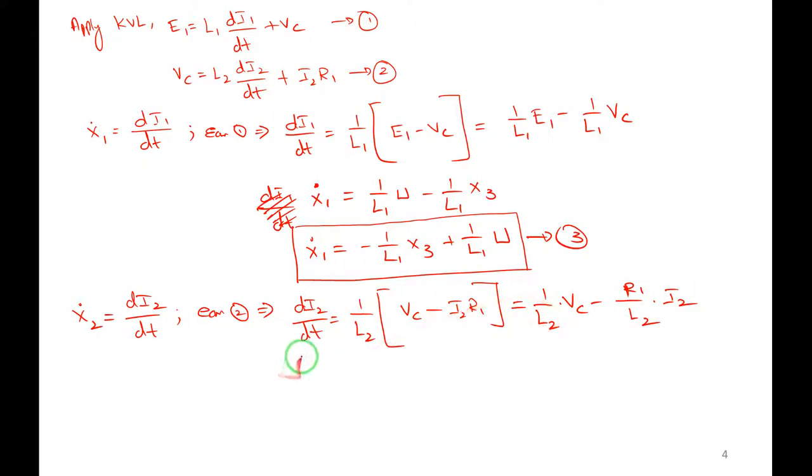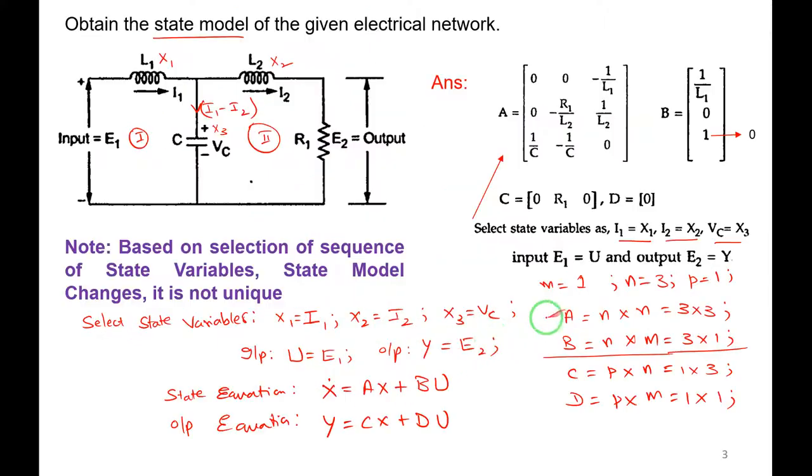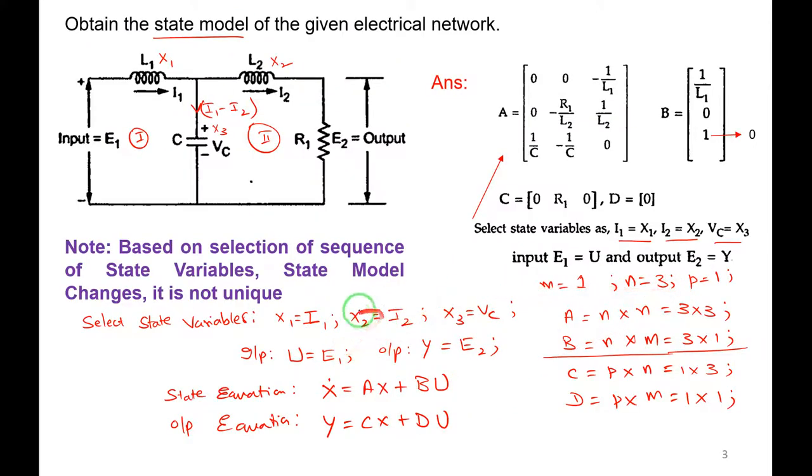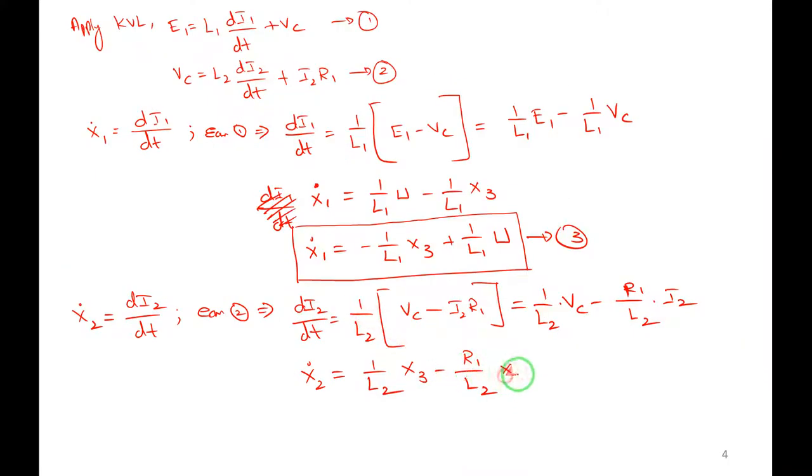Okay. Then next we will replace it. What is di2 by dt? It is nothing but x2 dot. Then 1 by L2. What is this Vc? Vc is nothing but x3, minus R1 by L2. Then what is this I2? I2 is nothing but your x2, right? So call this equation 4 and put it in the box so that it will help me to write the matrix.